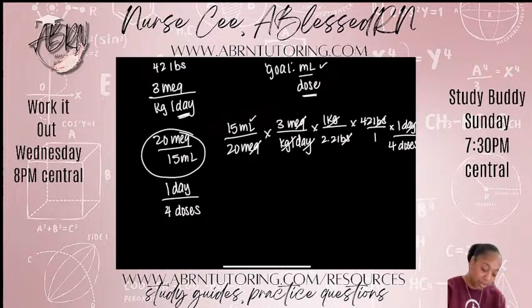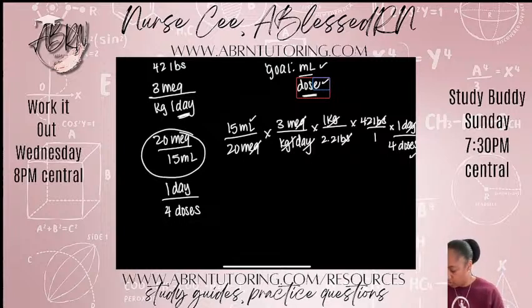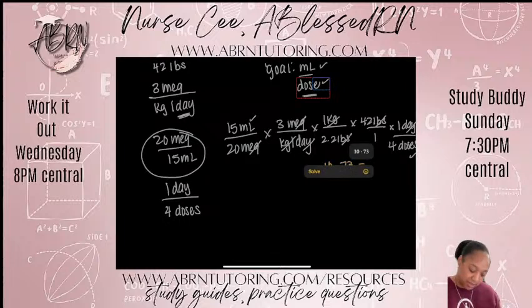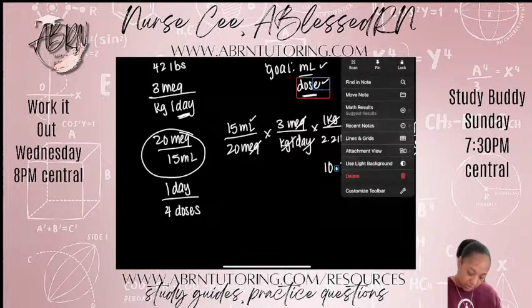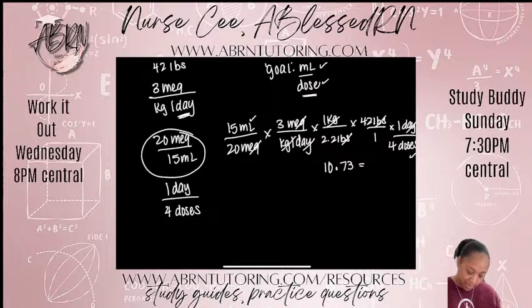Milliliter, which you start with. Don't have to go and find it. And then ended up with dose. All right, 15 times 3 times 42 divided by 20 divided by 2.2 divided by 4. So they should get 10.73. And if we rounded this to the nearest tenth, 10.7 milliliters per dose.